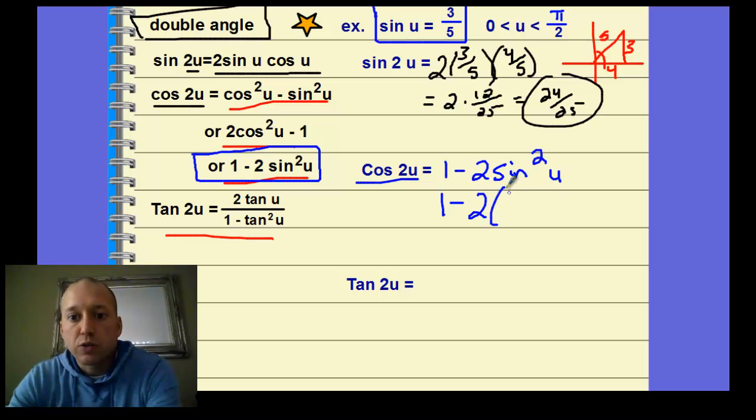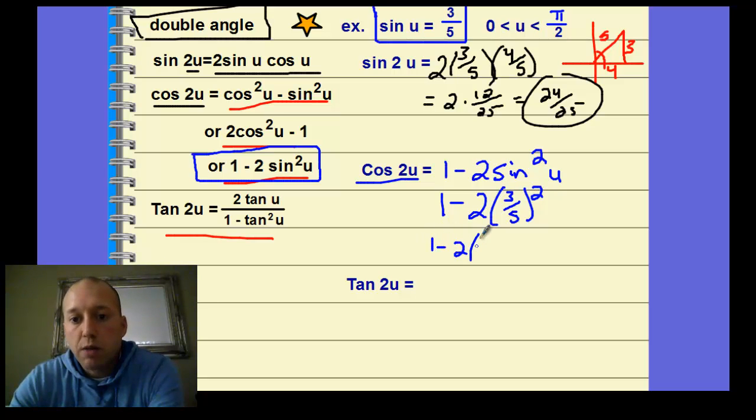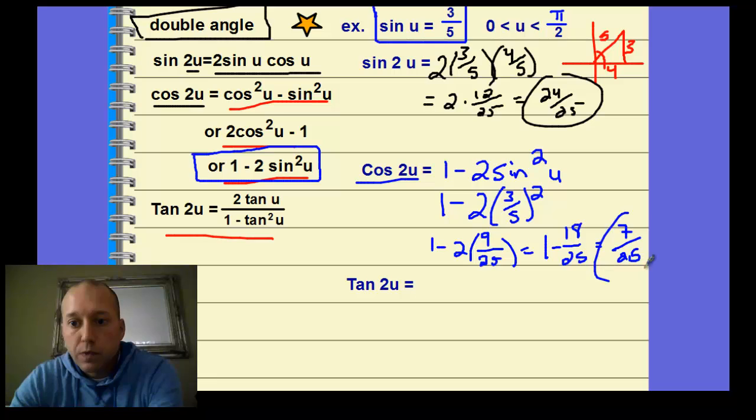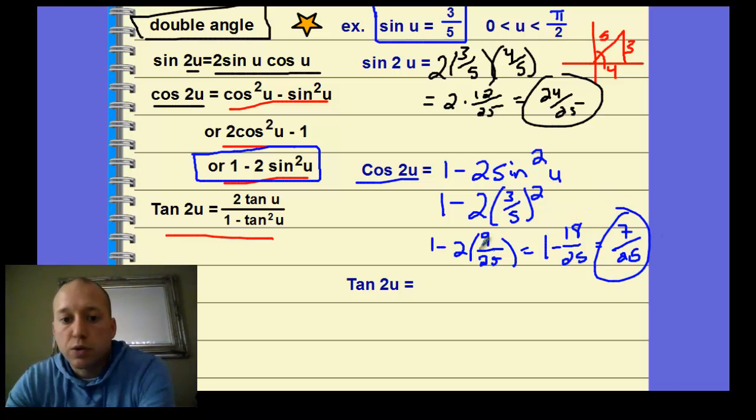So sine squared u: the sine of u is 3/5, and then we're going to square it. Notice how when you're dealing with these formulas and you have to square the sine or cosine, you first write the ratio 3/5 and you square that ratio. So this would be 1 minus double this fraction squared, which would be 9/25. Or this is 1 minus 18/25, which is 7/25. So that's the cosine of 2u.